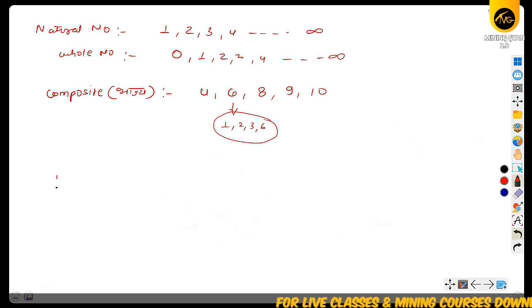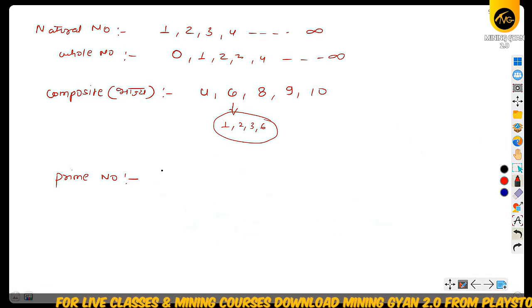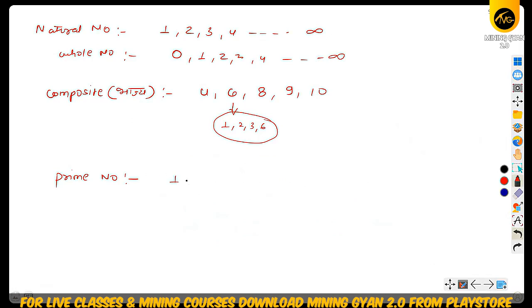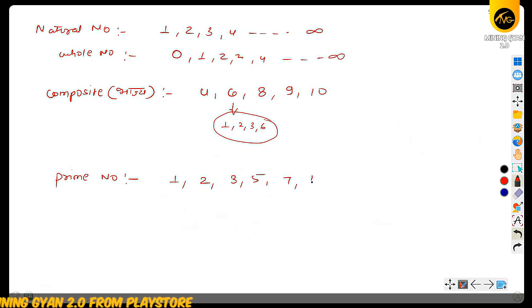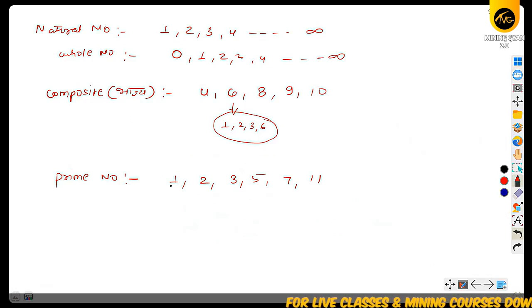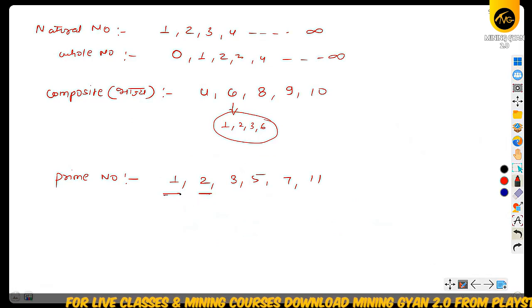Similarly, prime numbers. Prime numbers are those numbers which are divisible only by themselves, like 1, 2, 3, 5, 7, 11. All these numbers are called prime numbers because they are divisible only by themselves. So 1 and 2 are also prime numbers, right?